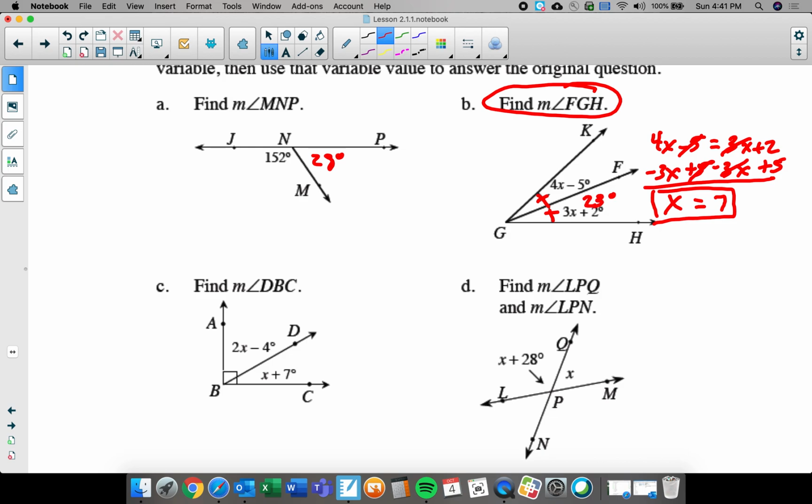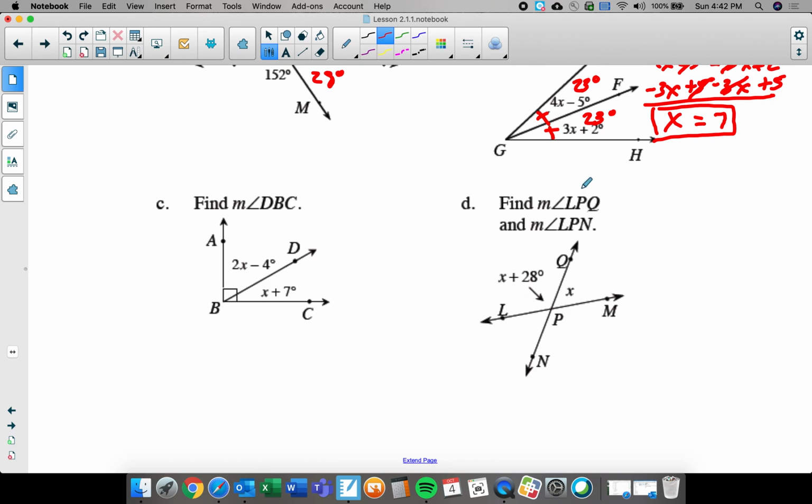If you wanted to check your work, you could plug it into the other one just to make sure it works. 4 times 7 is 28. Minus 5 also gives you 23. So sure enough, the two angles are equal to each other. Okay, so there's an example of congruent angles. If we come down here now to part C.